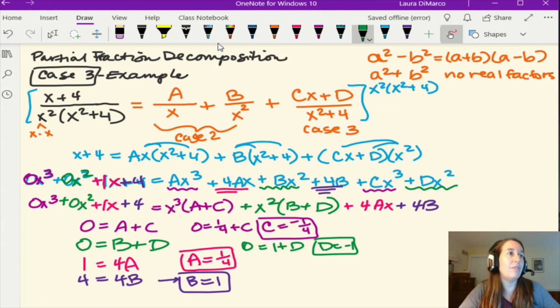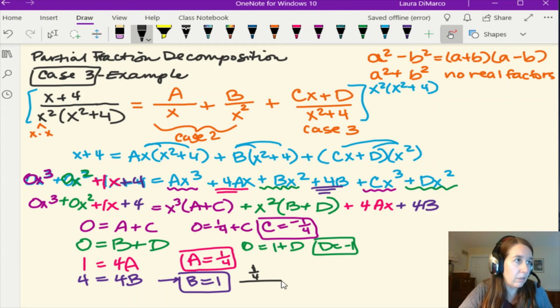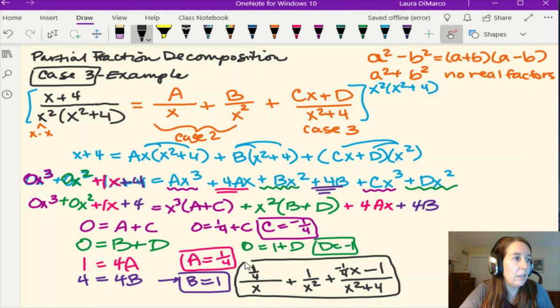Fantastic. Okay, now I just have to find some space to write my answer. I'm just filling in A, B, C, and D, and I'll have my solution. I think I can fit it down here. All right, so that's 1/4 over x plus 1 over x squared. That problem was almost fun. Hope you liked it too, haha. C is negative 1/4 x plus d, so that's minus 1, and then that's over x squared plus 4. Yay. Okay.